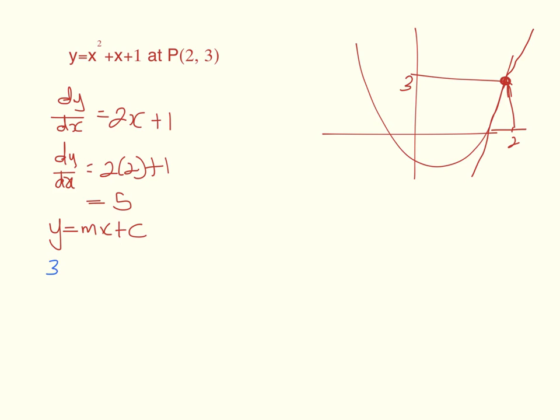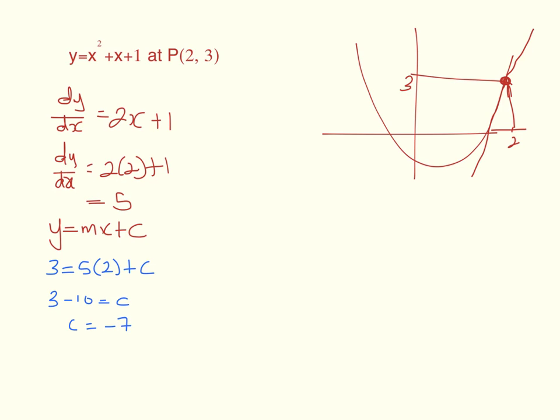So this gives me 3 is equal to 5 times 2 plus c. Look at it very carefully. I've replaced the y value with 3, because that's the y value in the coordinates there. I've replaced the x value with 2, because that's the x value of the coordinate there. And I found my gradient to be 5, so I've replaced the m with 5. Okay, let's finish this off then. So 3 take away 10 is equal to c. It's just simple arithmetic now, and it says that c is equal to minus 7.